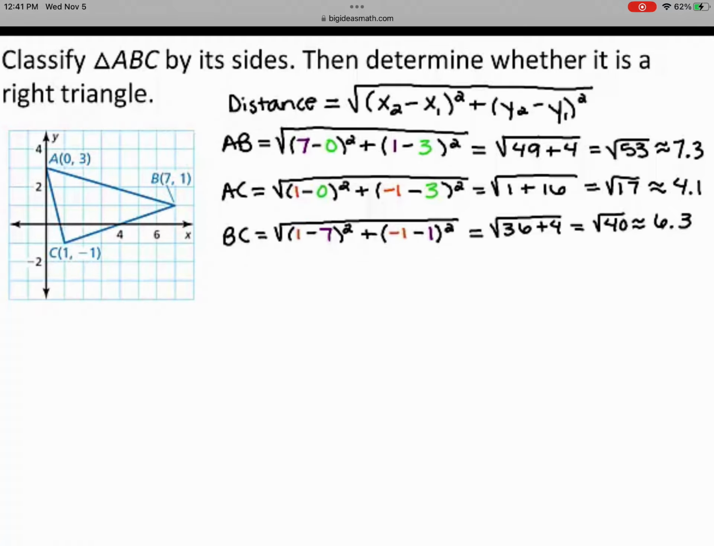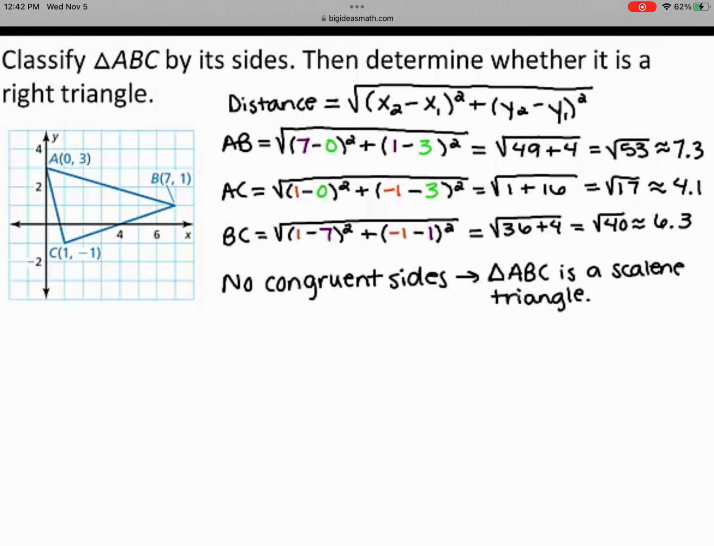Now, as you can see, none of the side lengths are equal. So there are no congruent sides. Therefore, triangle ABC is a scalene triangle.